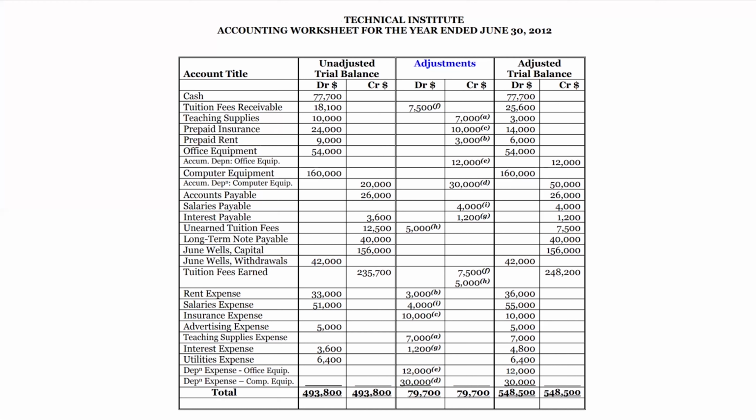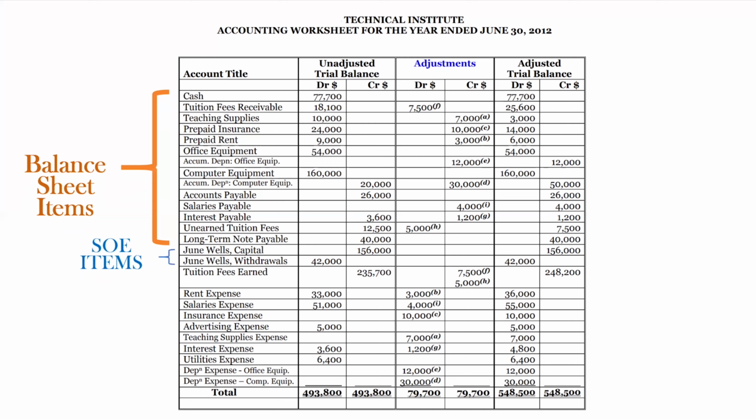So let's get to that. So we have our adjusted trial balance, right? We have the figures. So now we're going to be distinguishing what goes where. So from cash to our long-term note payable, all those are what? Balance sheet items. So those items will be going to our balance sheet, right?